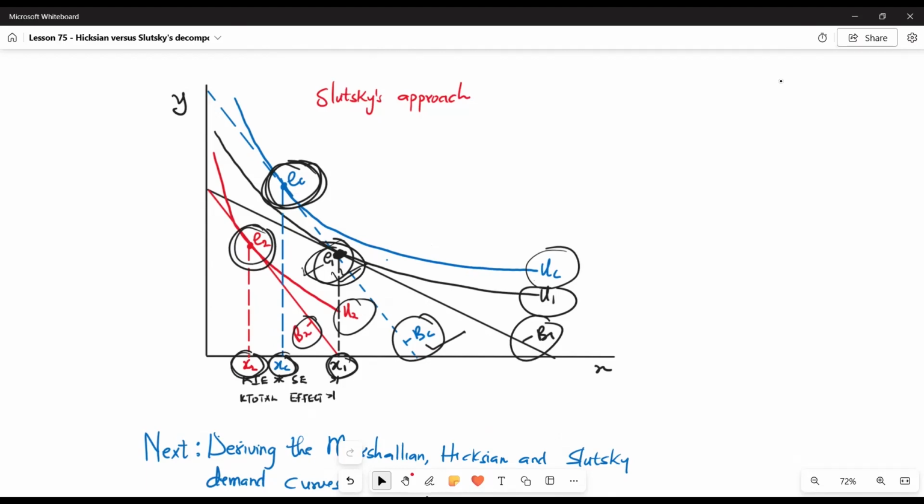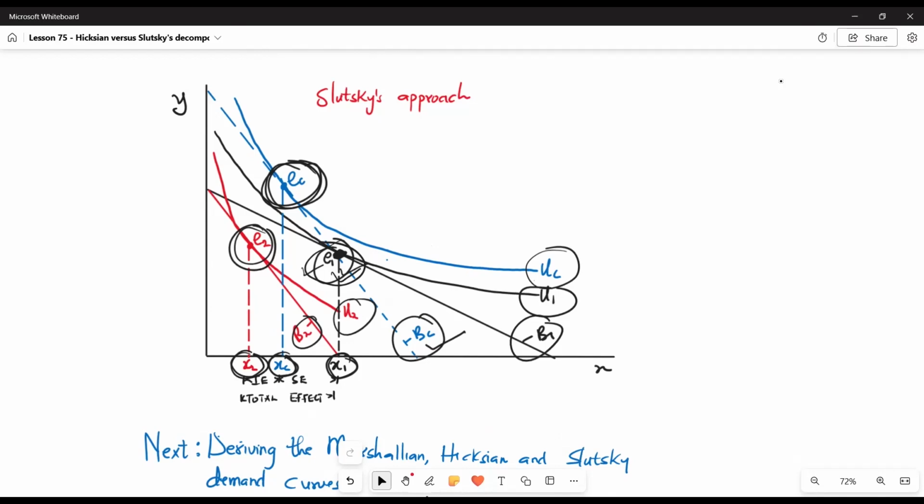So the difference between the Hicksian and the Slutsky method is that Hicksian measures real income in terms of utility. So the aim is to keep the consumer on the same level of utility even though prices have changed. Slutsky measures real income in terms of purchasing power, which is how much you can buy. So the aim is to make sure that even though the prices of the good have changed, the consumer can still afford the original bundle, which is E1 in this case.